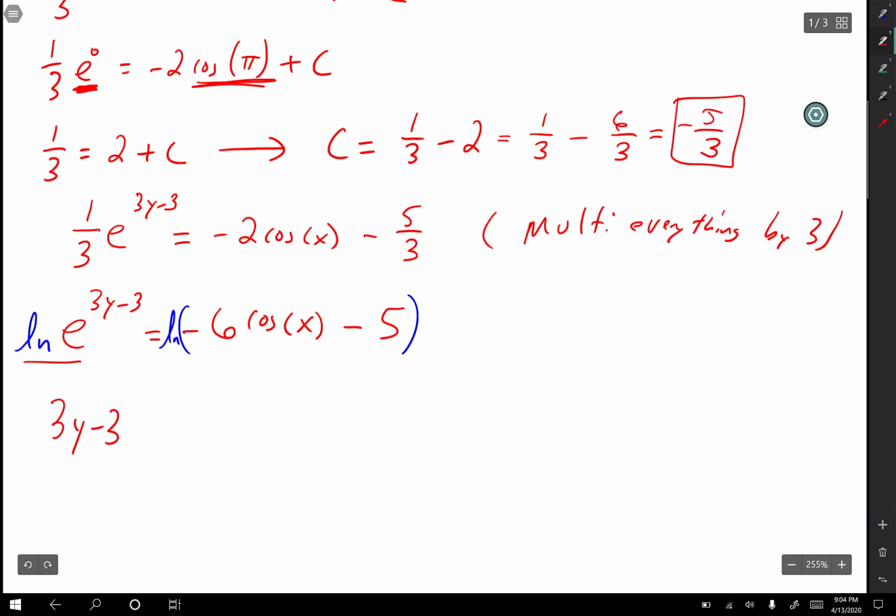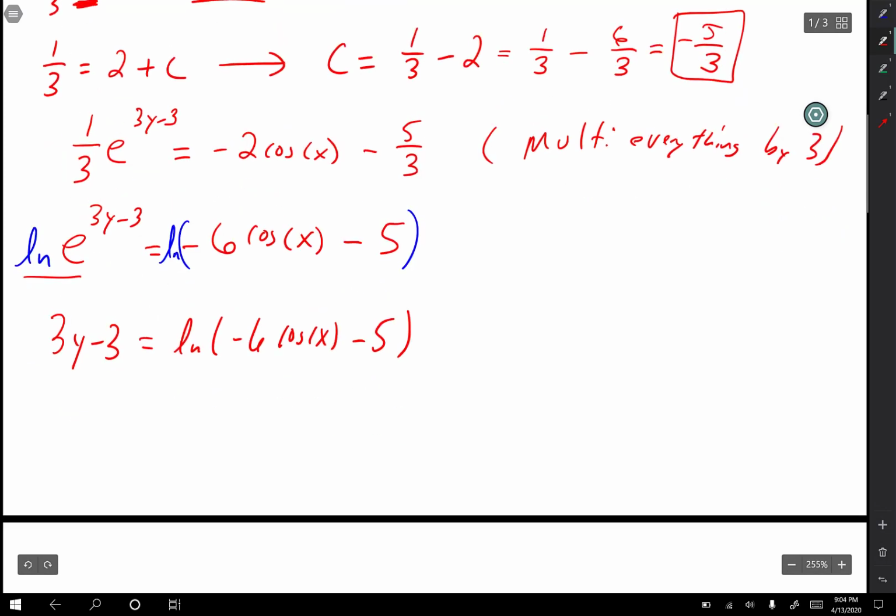And if you want to write the ln here, you can, ln of e, but make sure to put the 3y minus 3 in parentheses, equals ln of negative 6 cosine x minus 5. And then I'm going to move the 3 to the other side. So 3y equals ln of negative 6 cosine x minus 5 plus 3. And I'm going to divide everything by 3.